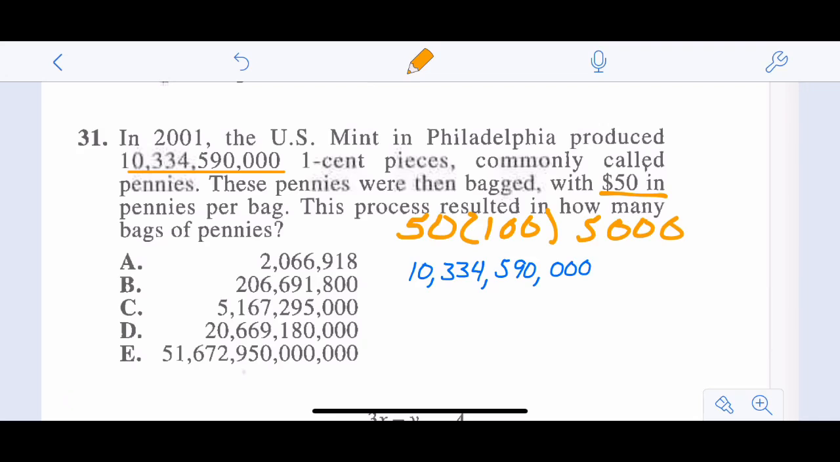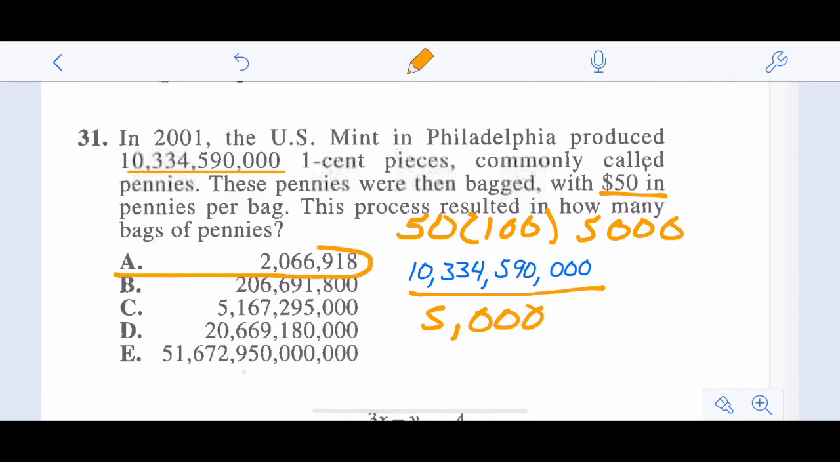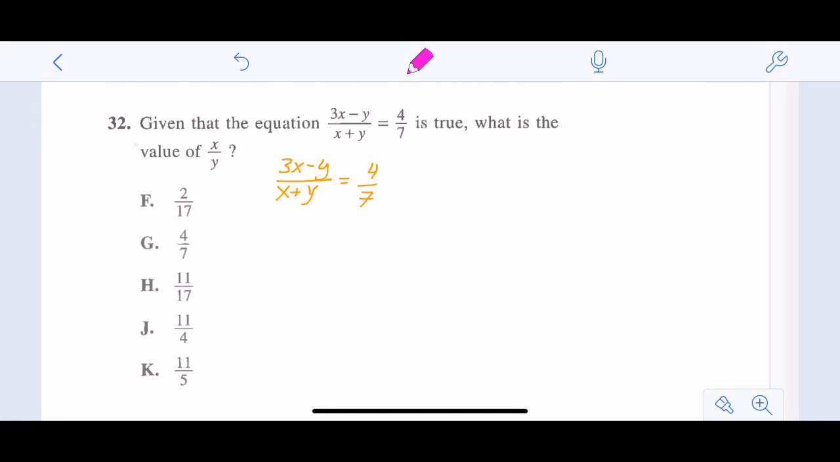How many bags of pennies? So we could take the total number of pennies divided by 5,000. And obviously this is easiest on a calculator, but you're going to get 2,066,918, or choice. Given this equation is true, what is the value of x over y?